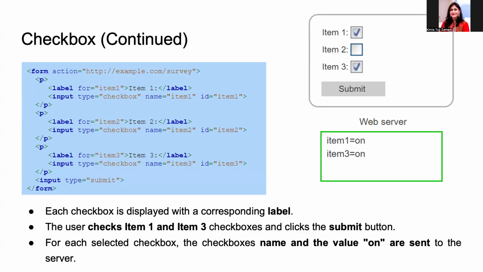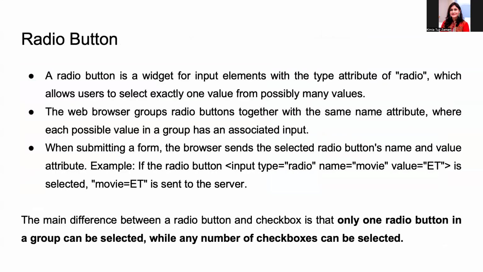The server only receives the data for the selected items, with the format name equal to on. That's why we see item number 1 on and item number 3 on being sent, but nothing for item 2 since it wasn't checked. This shows how checkboxes let users select multiple options, and the server only processes the choices that are currently checked.